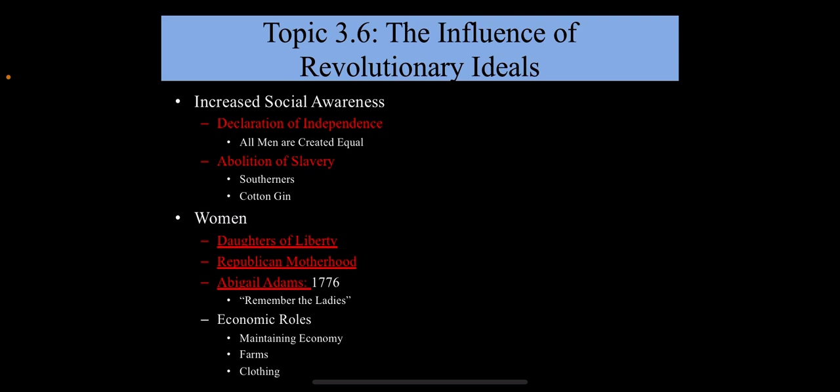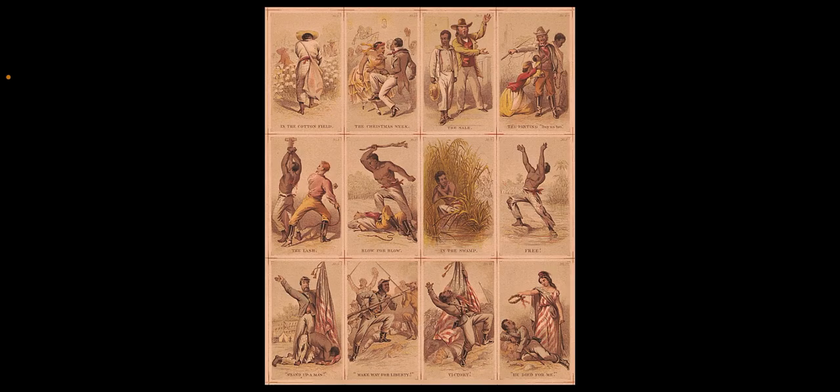Anyway, so yeah, we are going to jump back for just a second and look at this image about African Americans in American society. So, in the cotton field, the Christmas week, the sale, the parting by us two, the lash, blow for blow, in the swamp, free. Stand up a man, make way for liberty, victory, he died for me.